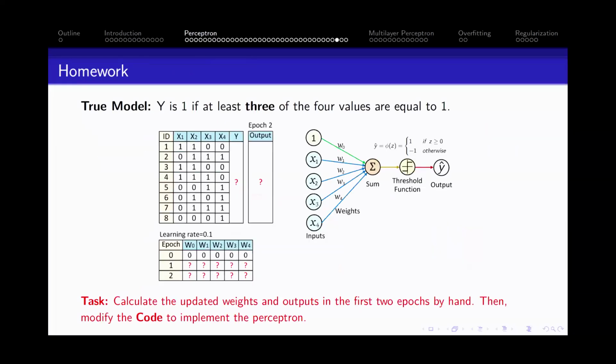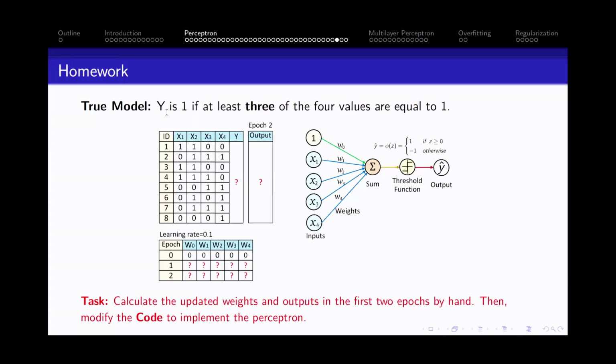So now for your homework, you have the same problem that we just did, but with one more input. You now have x1 to x4 instead of just 3, you have 4, and you actually have a different definition for your true model. So this is what you should pay attention to when you are solving this problem.